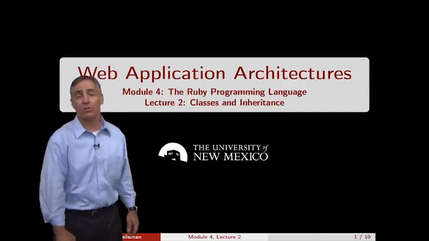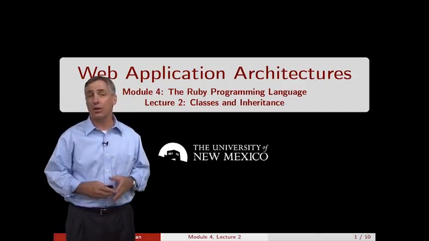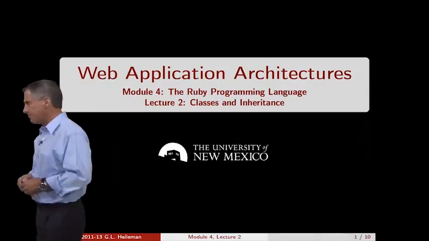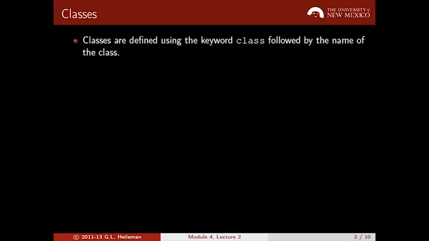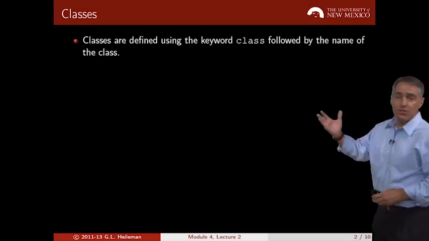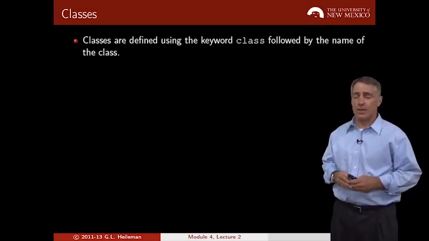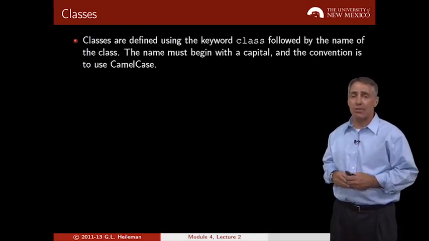Welcome to the second lecture in Module 4, and in this lecture we'll talk about classes and inheritance. Classes in Ruby are defined using the keyword class, and then you provide the name of the class immediately afterwards.